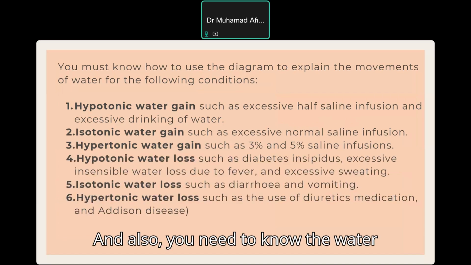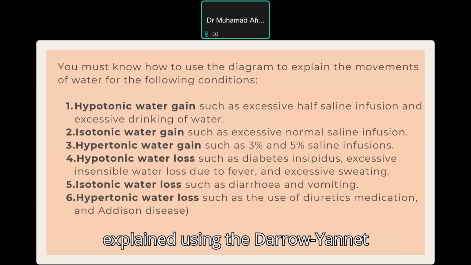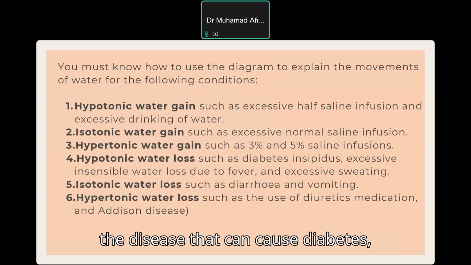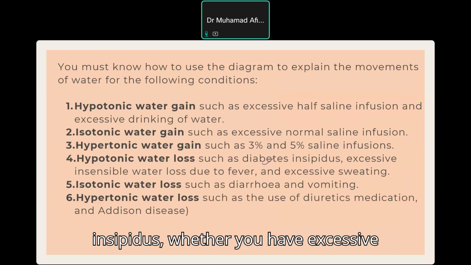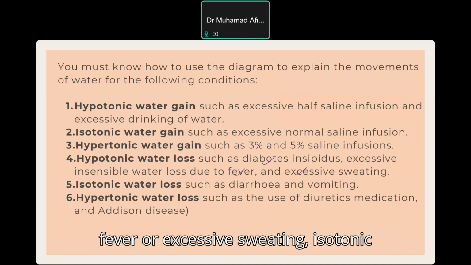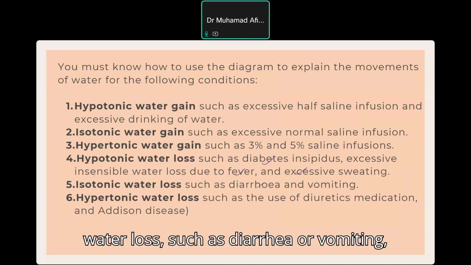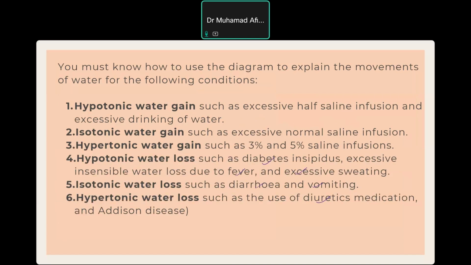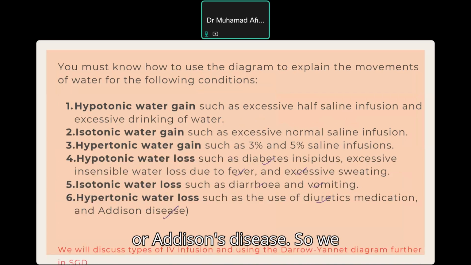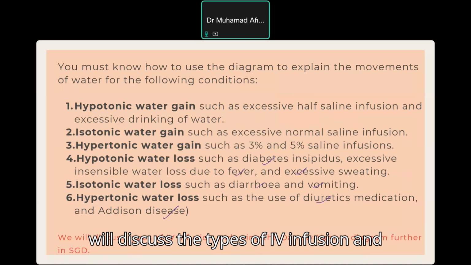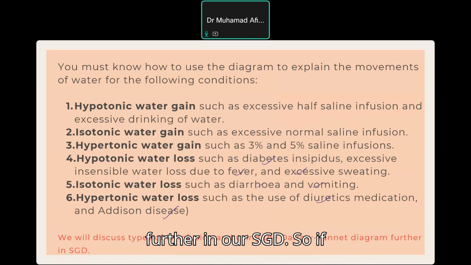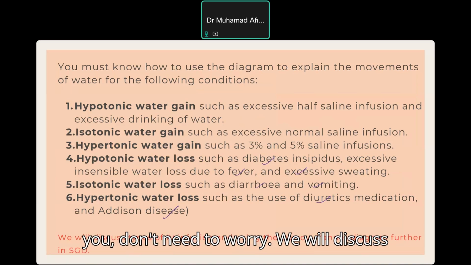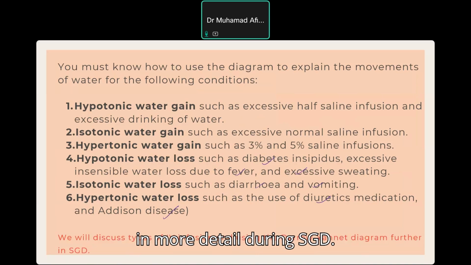And you also need to know how water loss can be explained using the Darrow-Yannet diagram. Hypotonic water loss, the disease that can cause it is diabetes insipidus, and then you have excessive fever or excessive sweating. Hypotonic water loss such as diarrhea or vomiting, or hypertonic water loss such as the use of diuretic medication or Addison disease. We will discuss the types of IV infusion and the use of the Darrow-Yannet diagram further in our SGD. If this looks quite complicated to you, don't worry. We will discuss in more detail during SGD.